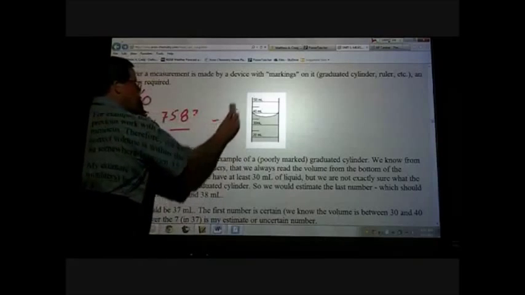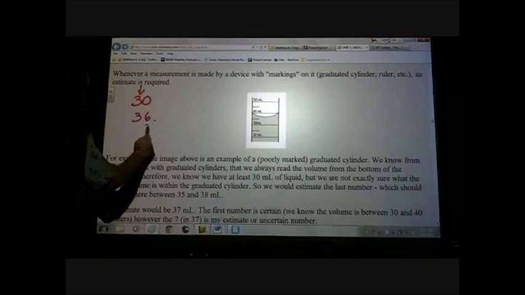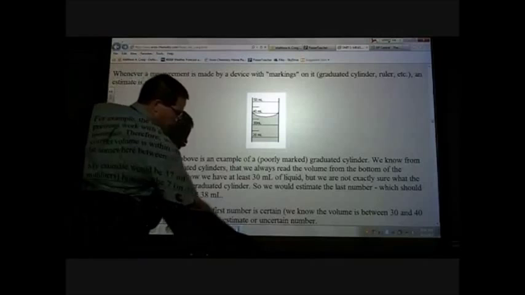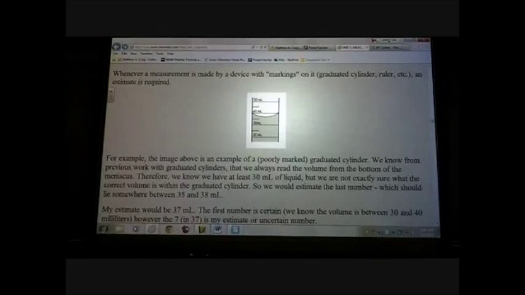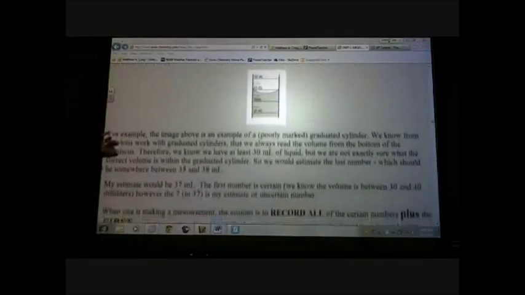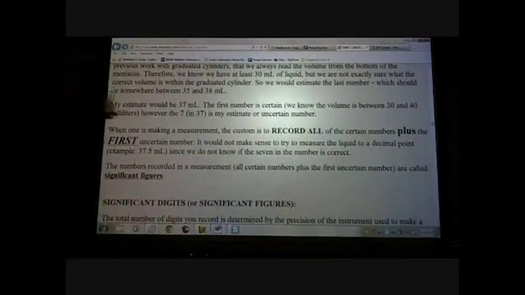So we write down what we know for sure, and then we write one uncertain number. So I know there's at least 30. I know there's at least 35, but I'm really guessing if there's 36 or 37. And guess what? I would accept 36 or 37 on that. I might even go out on a limb and accept 38, but you'd have to really impress me on that one. Okay, so whenever we read instruments that are not really well marked, don't go crazy and try to tell me what the values are there. Okay, that's what all that was talking about.